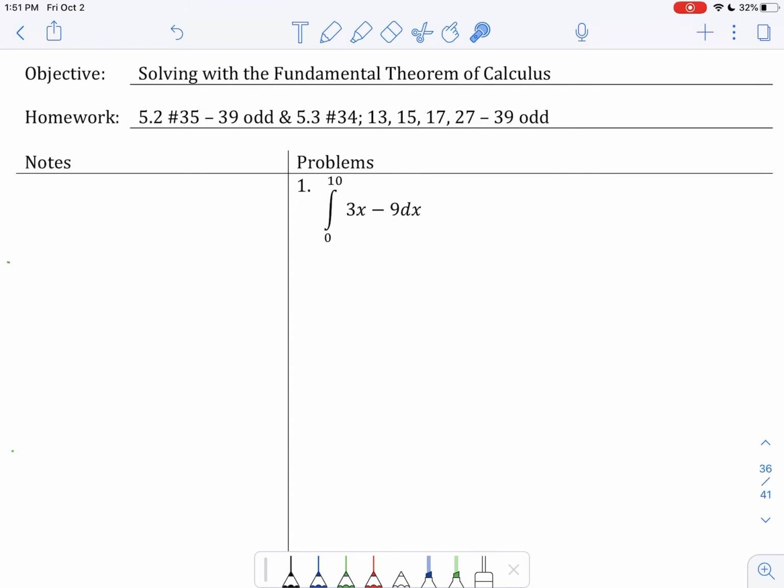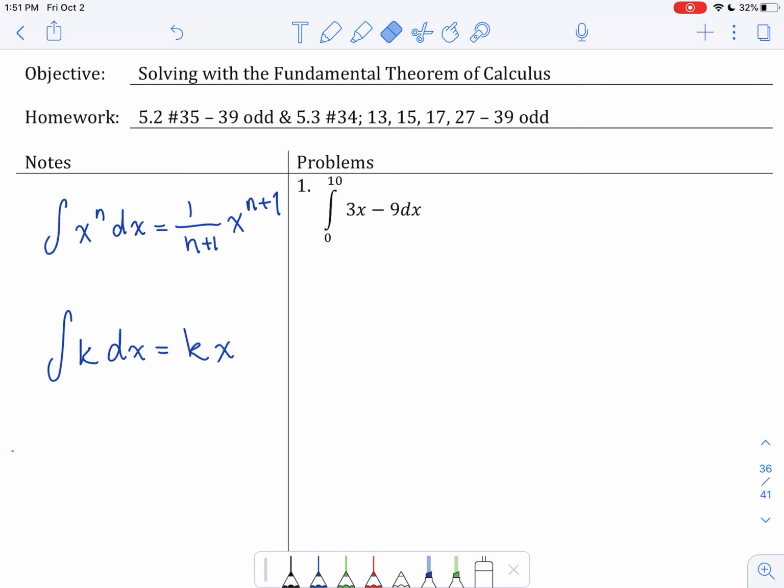Now, for some of these integrals, you're going to want to do a quick review of the definite integrals. A lot of these will come back fairly quickly if you remember your rules for the derivative. But let's review a couple, especially these polynomial rules. So for number 1, we have 3x minus 9.